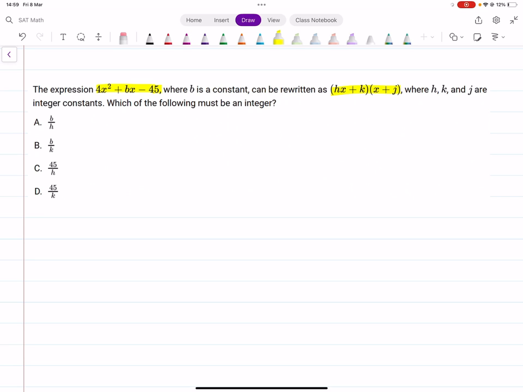h, k and j are all integers. Which of the following must also be an integer? So we have b over h, b over k, 45 over h. Okay. Now, what we can do is, this is how we can start.